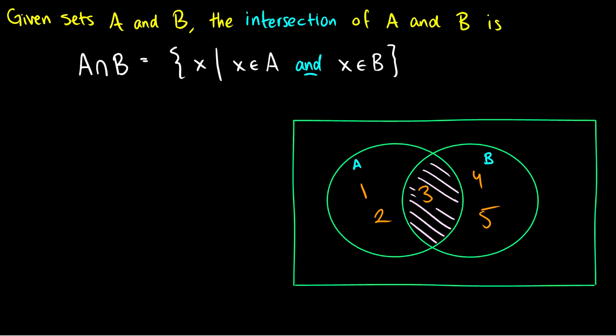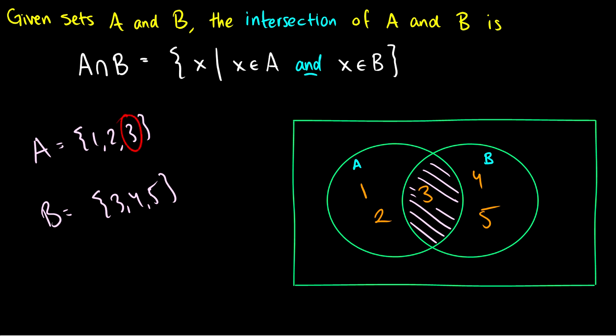So you want to look at common elements. If I have 1, 2, and 3 for A, and I have B with 3, 4, and 5, we just check to see which elements are similar, and then that makes the intersection. So the intersection of A and B would be the set containing 3. And that is written with an upside down U.